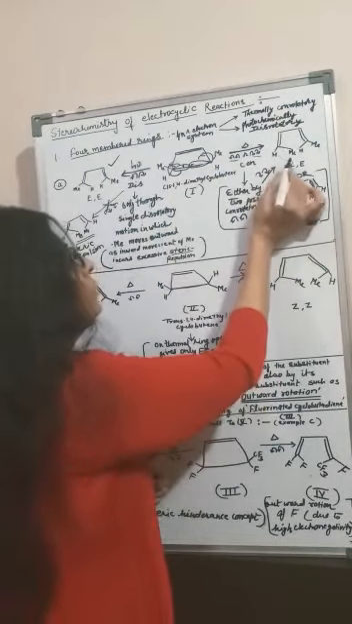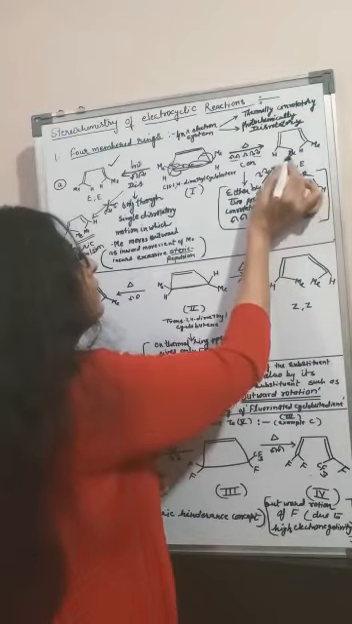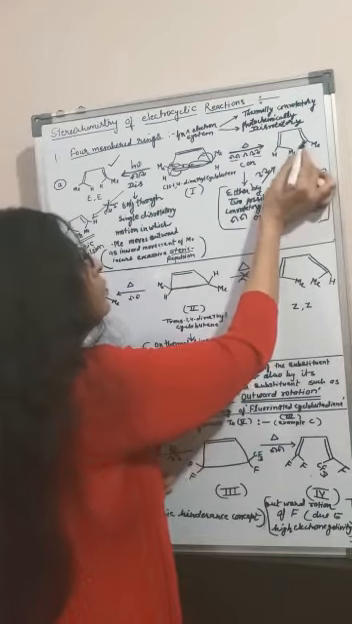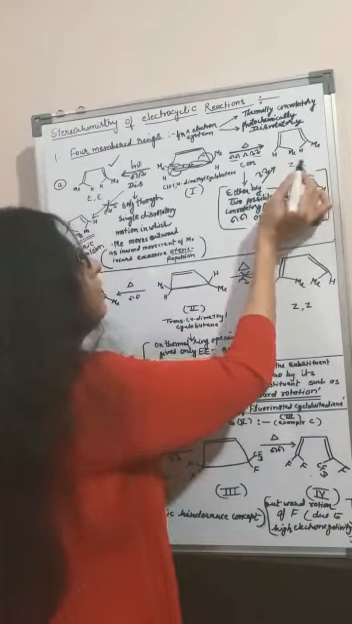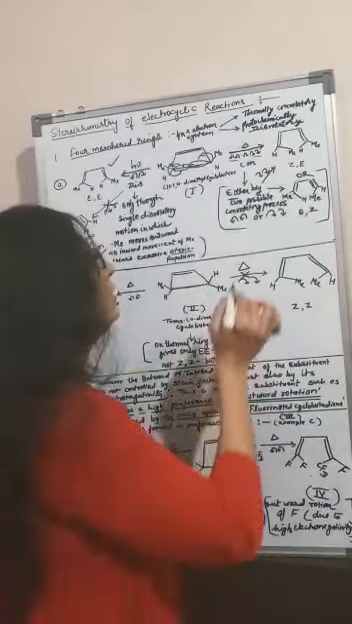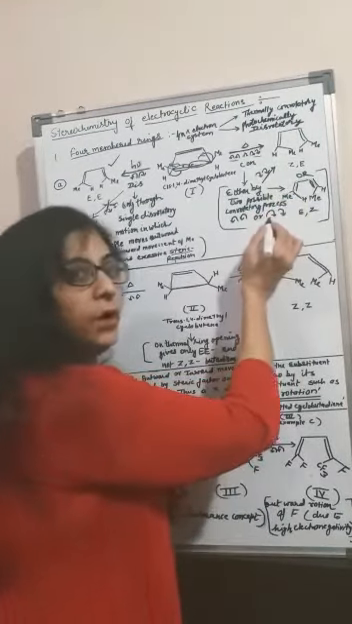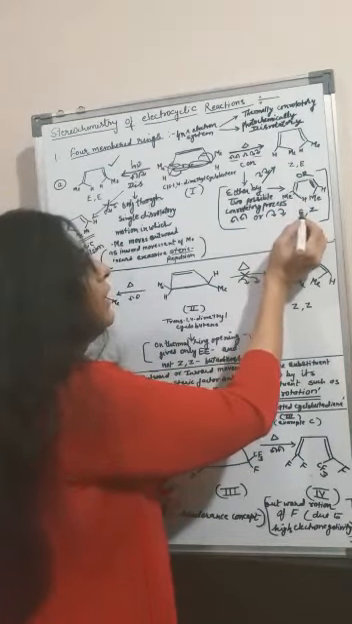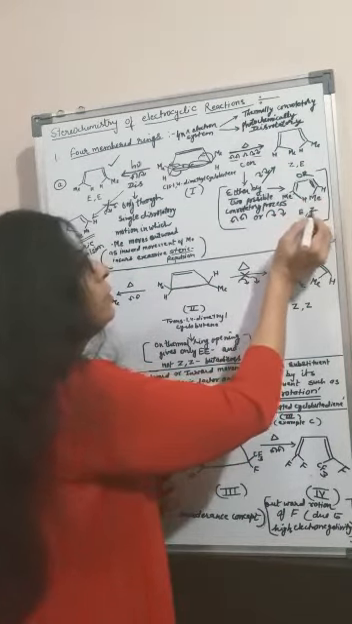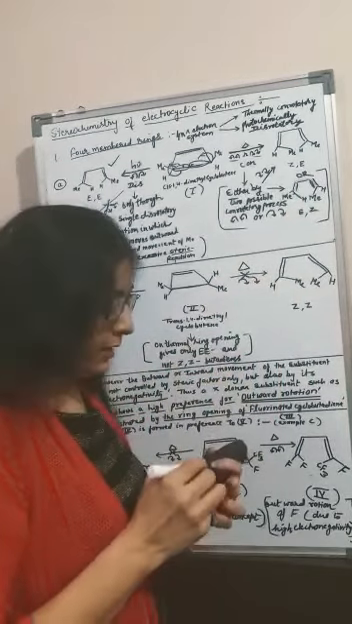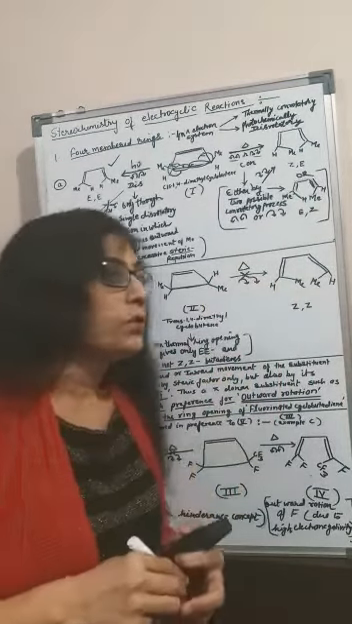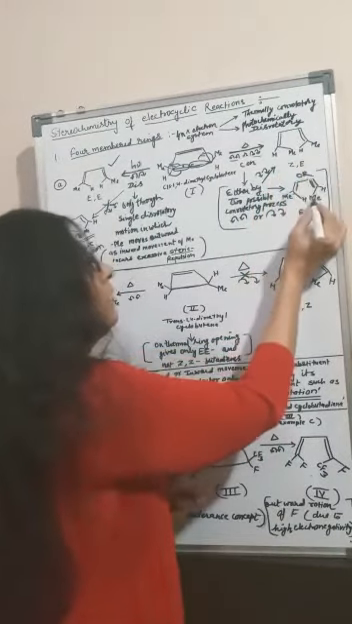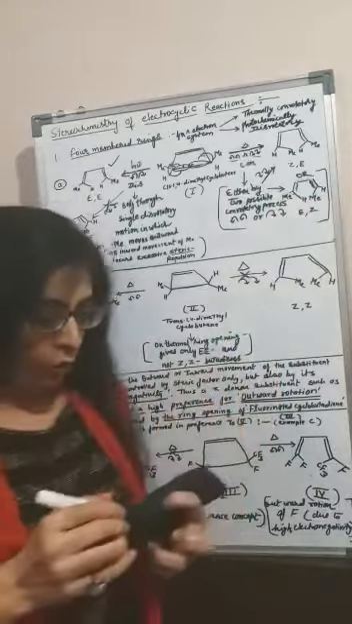You know that we assign ZE configuration to this, because this Me is cis to this double bond and this Me is trans to this double bond, so E. So ZE configuration is assigned to this isomer. Similarly, in the other way of the conrotatory process, this Me is trans, so E, and this Me is cis to this double bond, so Z. EZ configuration is assigned to this. In both examples, one Me is inward and one Me is outward.